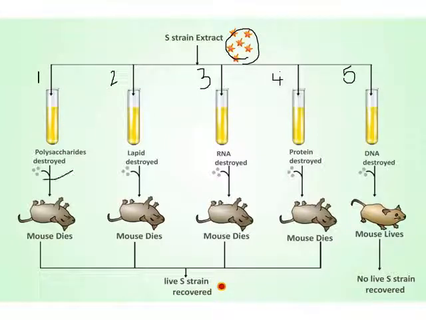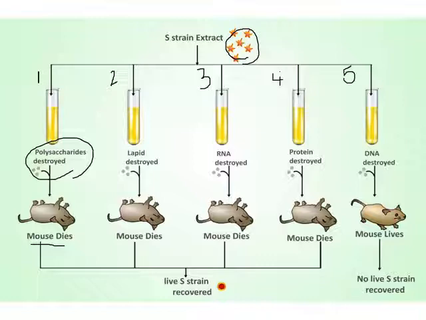Tube 1, they added what is referred to as an enzyme that would destroy all the polysaccharides. Okay, remember polysaccharides are long chains of sugars. So it's an enzyme that's going to go through and chew up all polysaccharides. So they treated the S solution, and then they mixed the S with the R, just like Griffith did, and then they injected it into the mouse. Mouse dies.